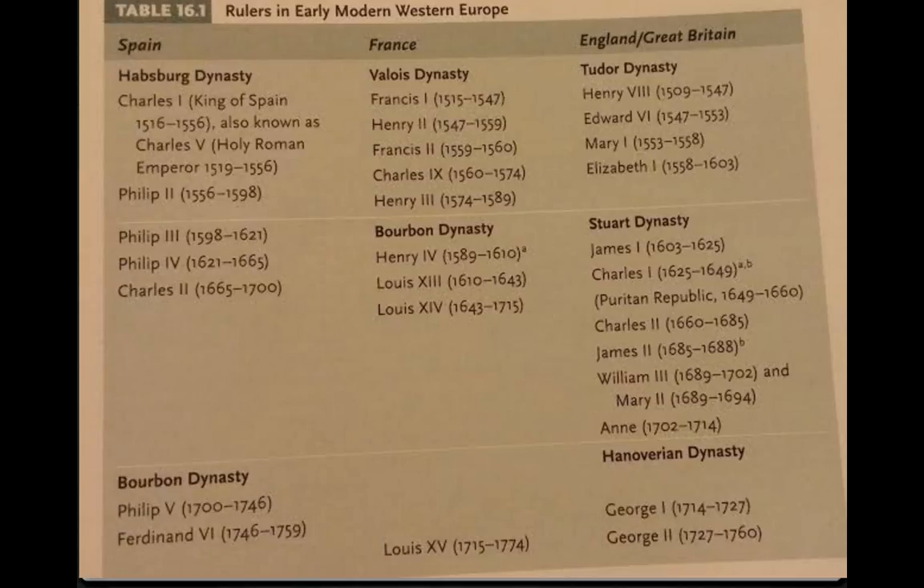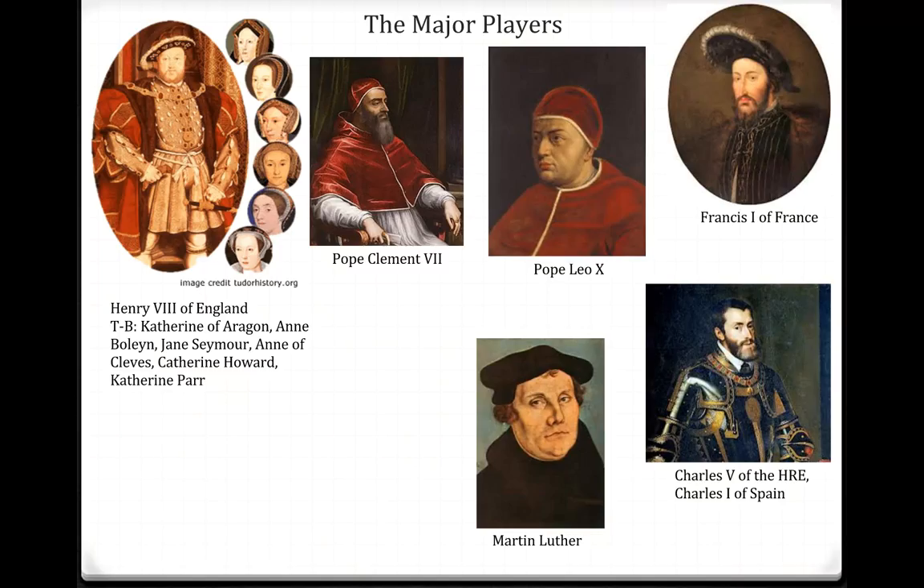So, quick name list for you. Some very important people: Habsburg, the Bourbons, the Stuarts, the Tudors, and the major players we'll be discussing. Look at the popes, Clement and Leo. We have Charles V of the Holy Roman Empire, aka Charles I of Spain, aka nephew of Catherine of Aragon, who was the first wife of Henry VIII. We have Francis I of France. Say that 12 times fast. I might even give you a cookie.